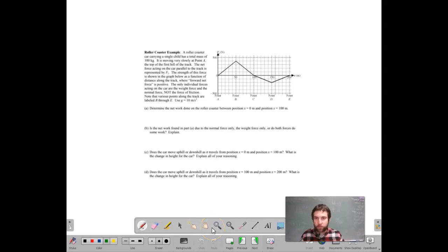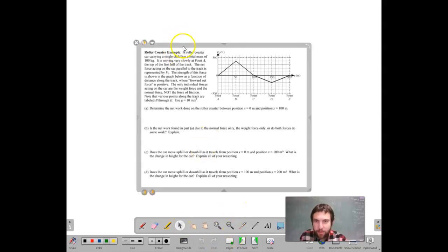Okay, we've got a roller coaster car carrying a single child with a total mass of 100 kilograms. It's moving very slowly at point A at the top of the first hill of the track. The net force acting on the car parallel to the track is represented by F sub G. Let's make it bigger.